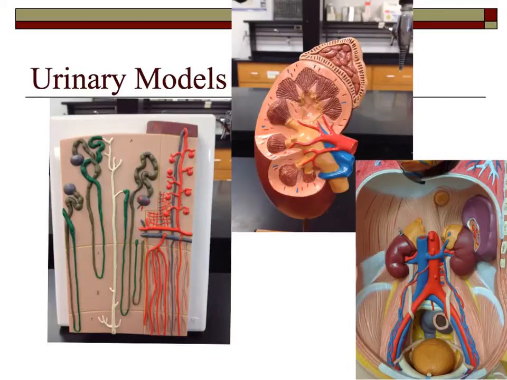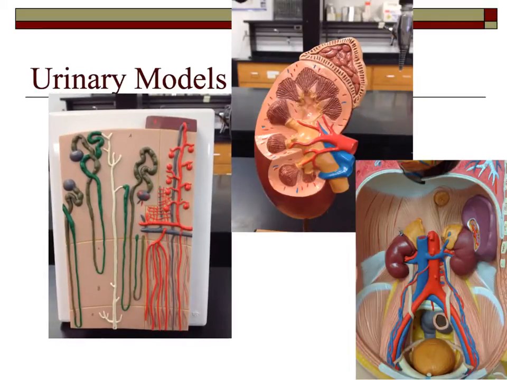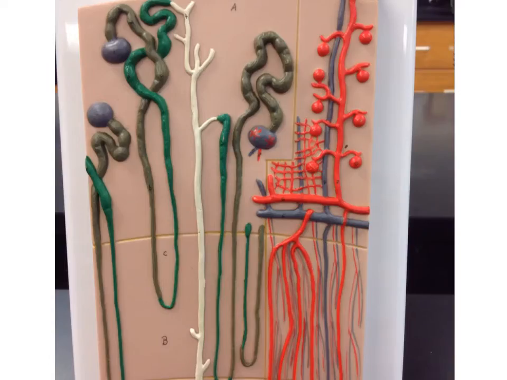On this set of slides, we will review over the urinary models. We will begin with the internal structures of the kidneys, the functional unit being the nephron, and working through those components, going over and looking at the anatomy of the kidney, and then finally a review over the entire kidney and urinary system. The functional unit of the kidneys is the nephron.